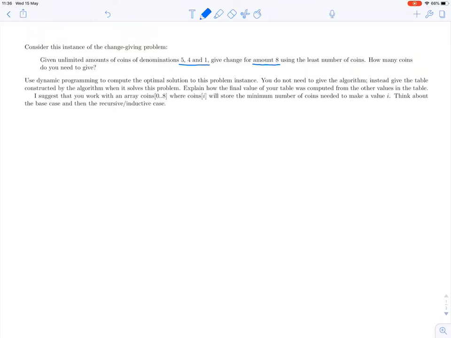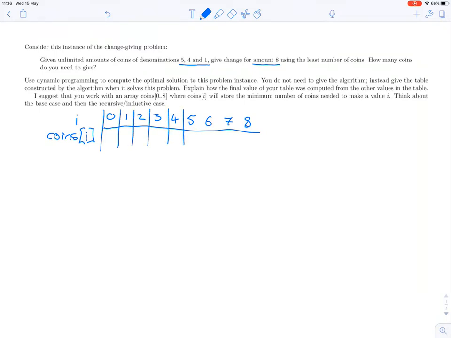Okay, so in the end, what we're going to build is a table, with I and coins of I. And we're going to go from 0 all the way up to the desired amount, 8. Okay, so the question is, what do we put in coins of I? And we need to write that down as a recurrence. So let's maybe start by thinking about a base case.